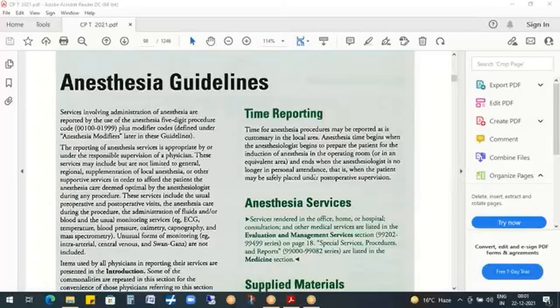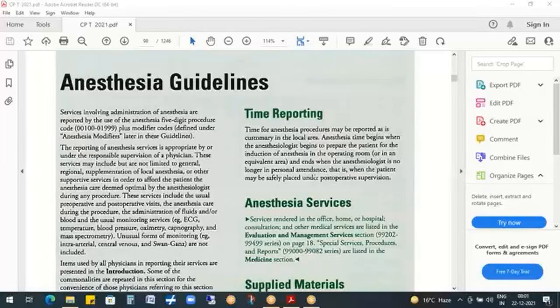Next, capnography, the breathing test. Capnography and mass spectrometry. This is the technique they will use. Mass spectrometry. Now you can see what the included services in the anesthesia code are. What are the included services in the anesthesia code?